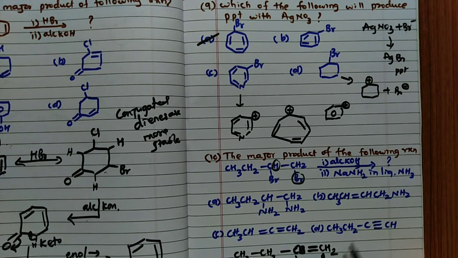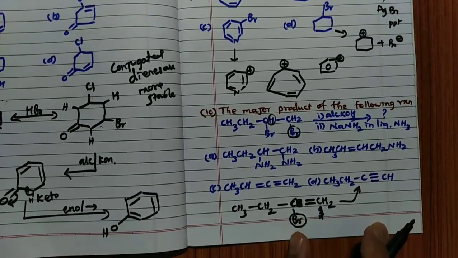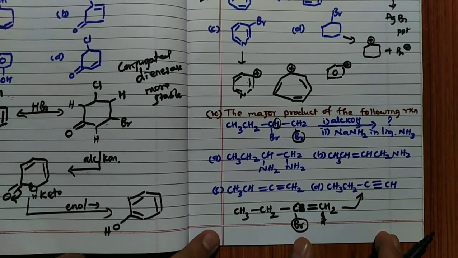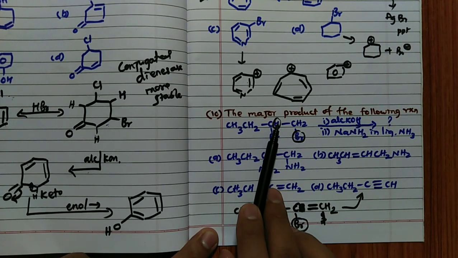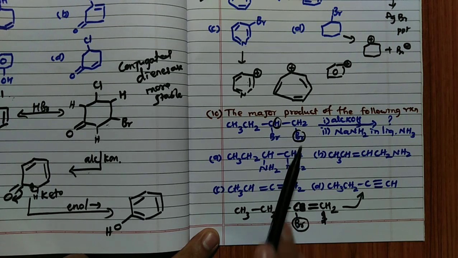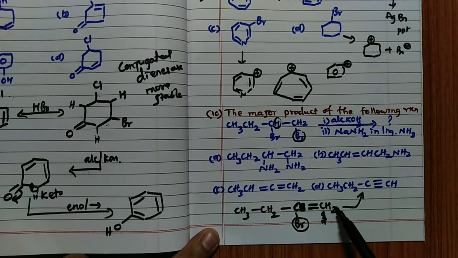So now this will undergo dehydrohalogenation once again. Let me show you once again. When it reacts with alcoholic KOH, Br from here, H from here is removed, so HBr is removed. So a double bond is formed here, C double bond CH2, and Br is there. Now in the next step, Br from here and H from here is removed, so that a triple bond is going to form. So the answer for this question is D.